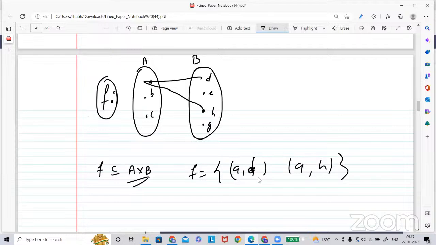So, not a function. Suppose your relation is defined like this. Is this relation going to be a function? The definition of a function says that for a single input you will get a unique output, but here, for this input, you are getting two different outputs. So this relation is not a function.